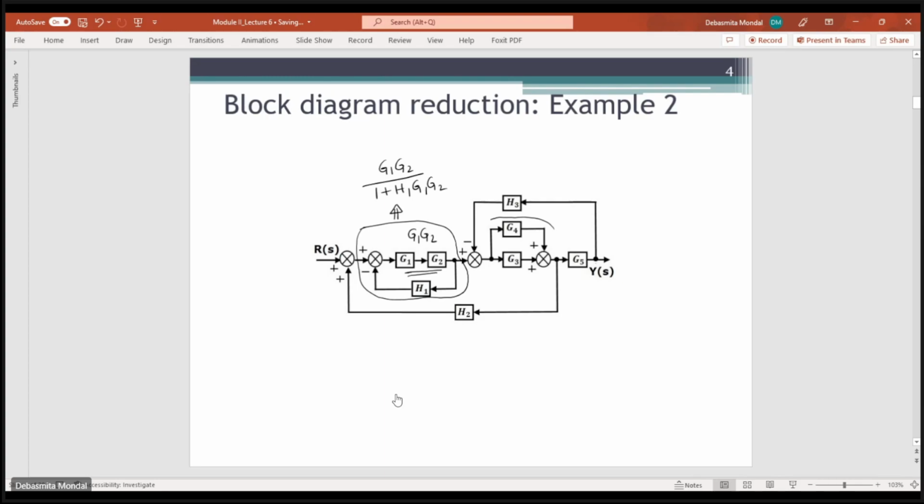But it's better to move only one point at a time. Either you move only the summing point or you move only the takeoff point. Here you have two things: one summing point and one takeoff point. So if you move this whole thing, you have to move it ahead of this takeoff point and then again move it ahead after G5.